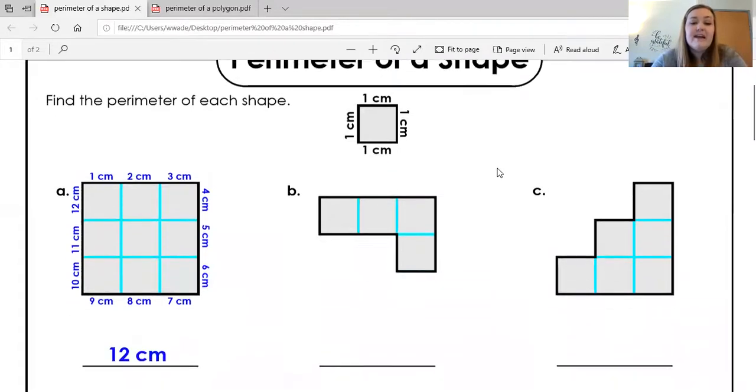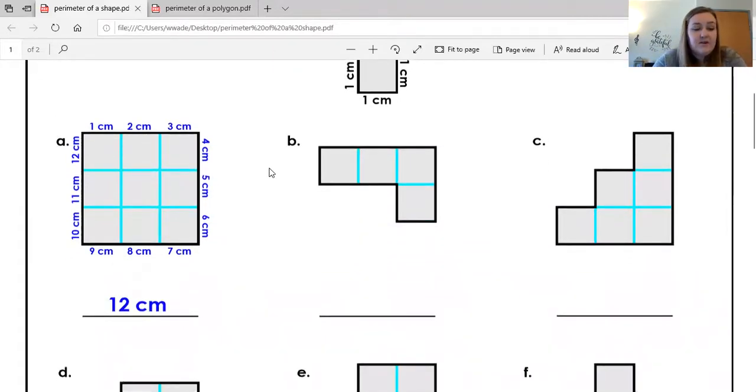So if you look at A on the perimeter of a shape worksheet, you're going to see how it goes. Each of those little sides around that cube is 1 centimeter. So as you go around, you can see they counted centimeters. They went by centimeters, 1, 2, 3, and they went all the way around, counting each of the centimeters it made, and it made 12 centimeters.